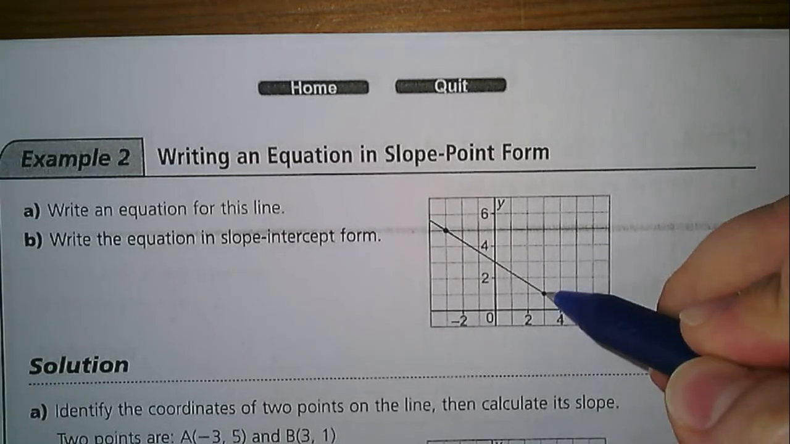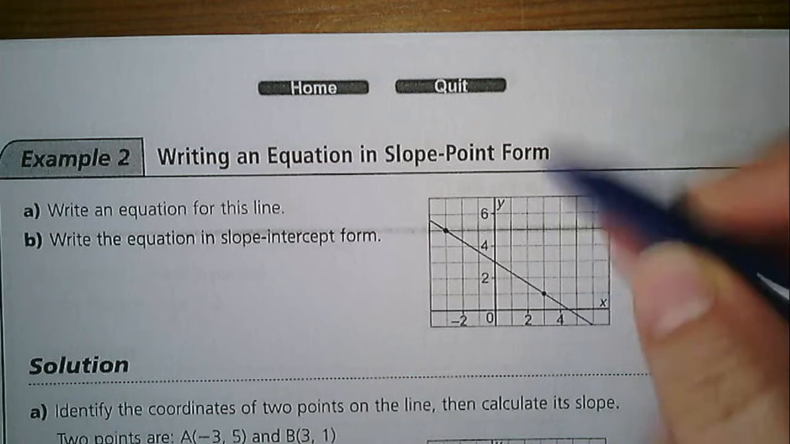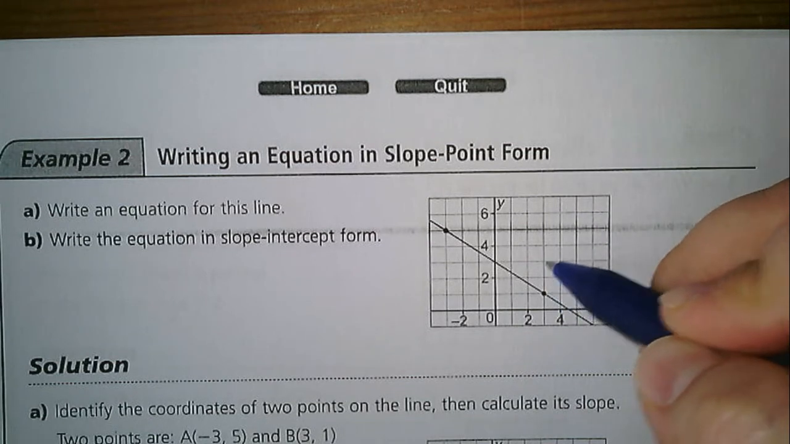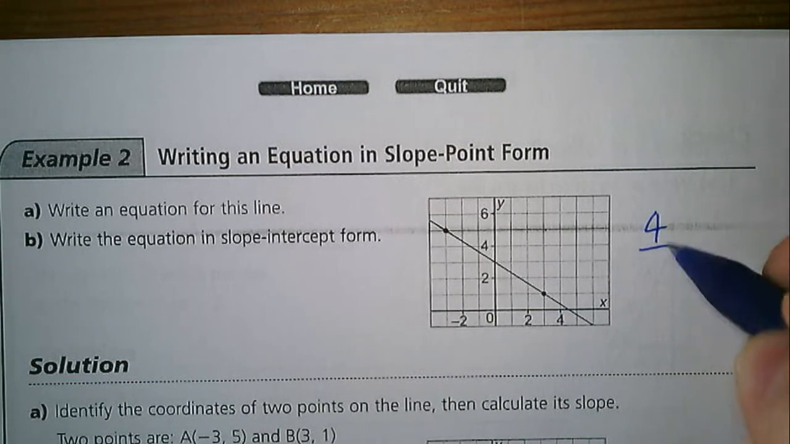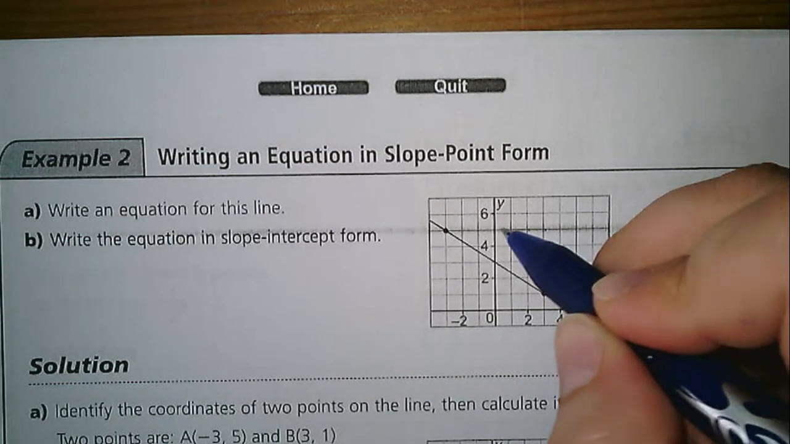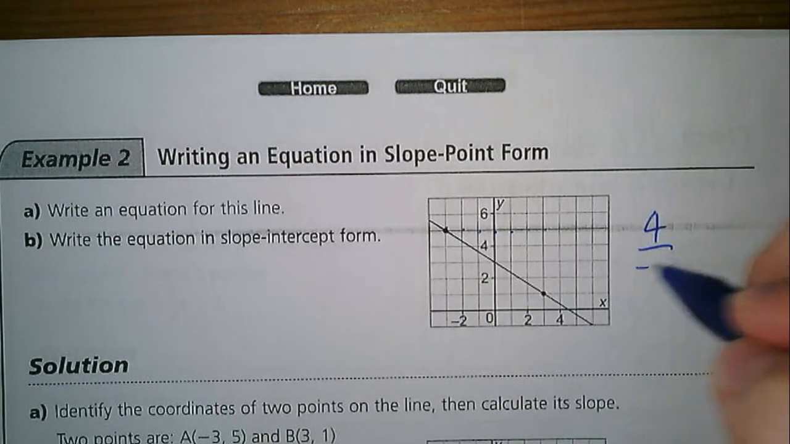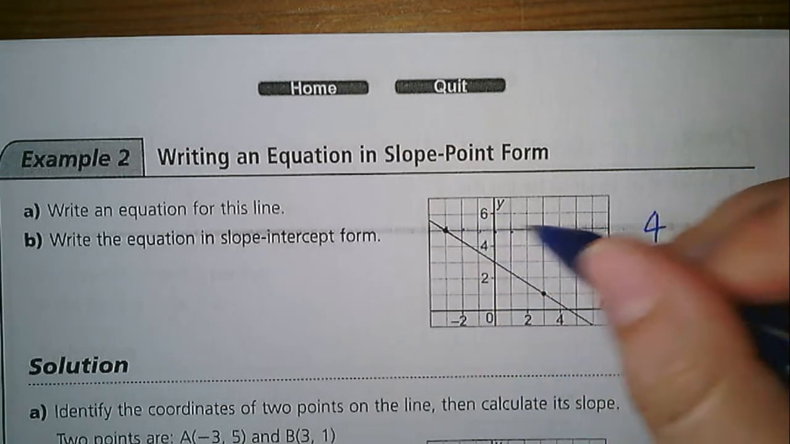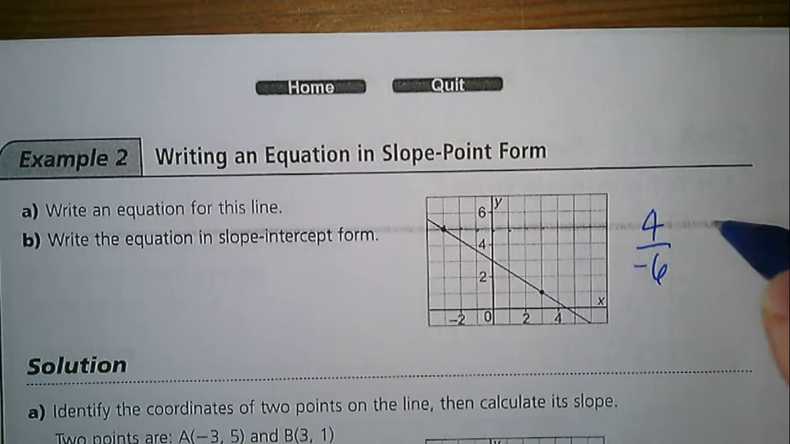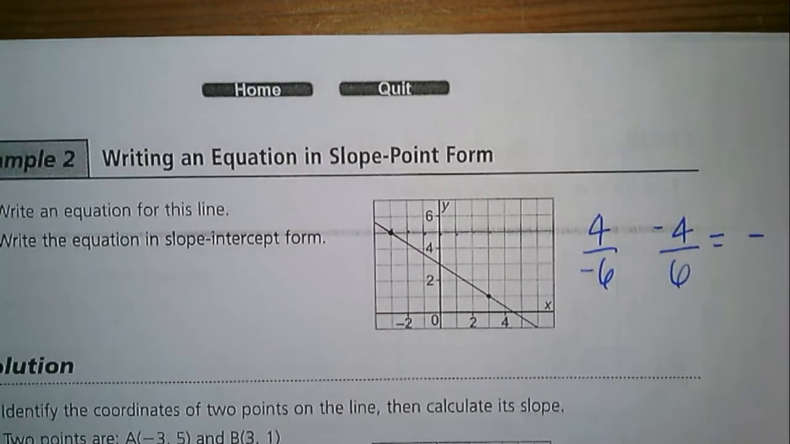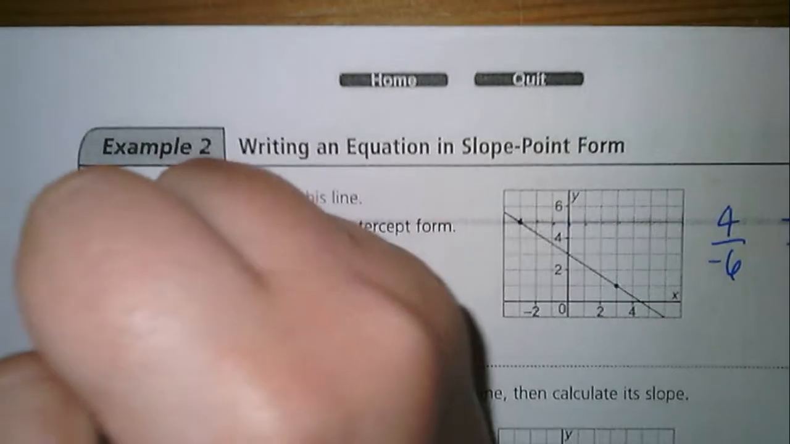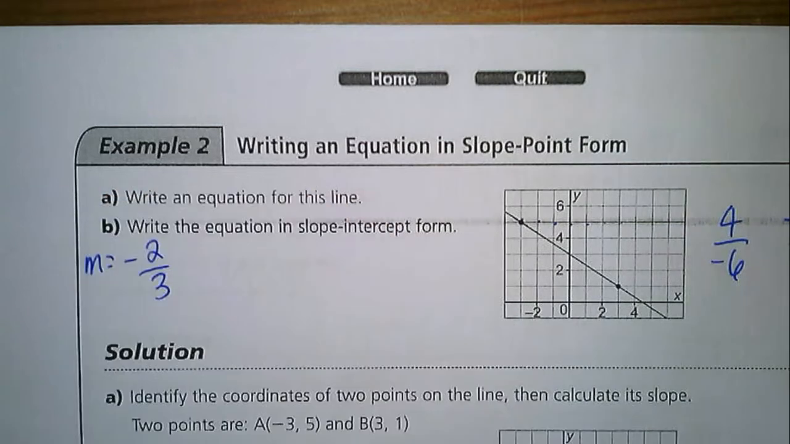The slope is, if I go from the second point to the first point, it's 1, 2, 3, 4. We have a positive 4 over 1, 2, 3, 4, 5, 6, negative 6. Or if you did it the other way, if you went from this one to that one, you would have had negative 4 over 6. So same thing. And let's put this in lowest terms. So that's going to be negative 2/3. Okay. So I'm just going to make a little note here. My m, or my slope, is negative 2/3.